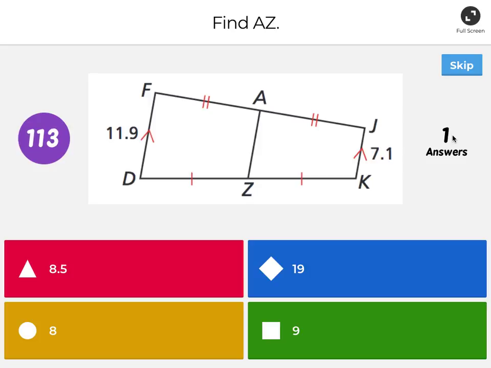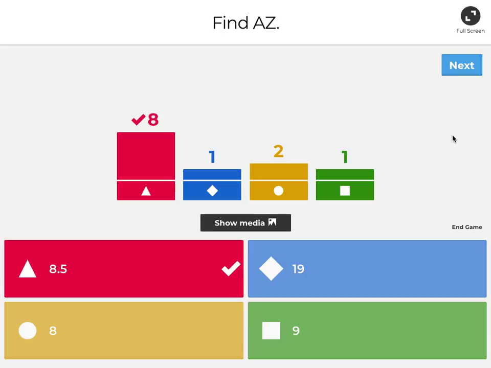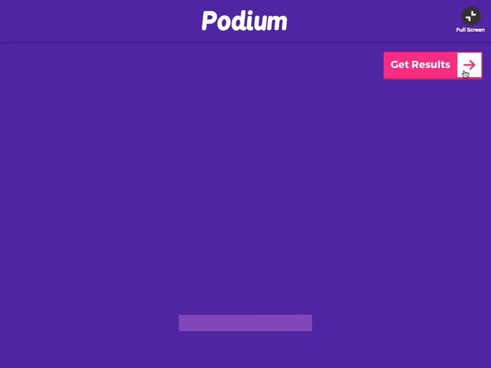Find AZ. AZ is the mid-segment. How do I get that? I add the two bases together and then divide by 2. So 11.9 plus 7.1 is 19. I divide it by 2, I get 9.5. Does that make sense? I add the two together to get the mid-segment. Any questions on that?